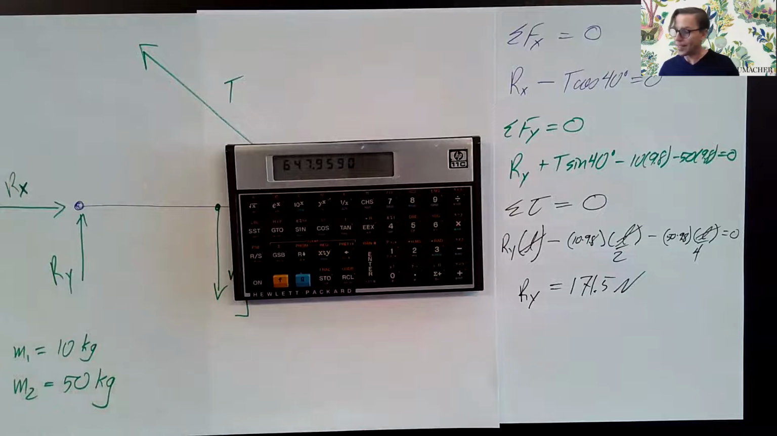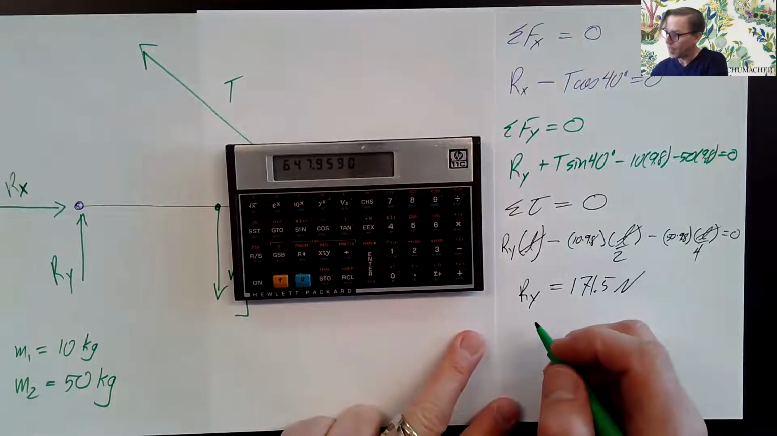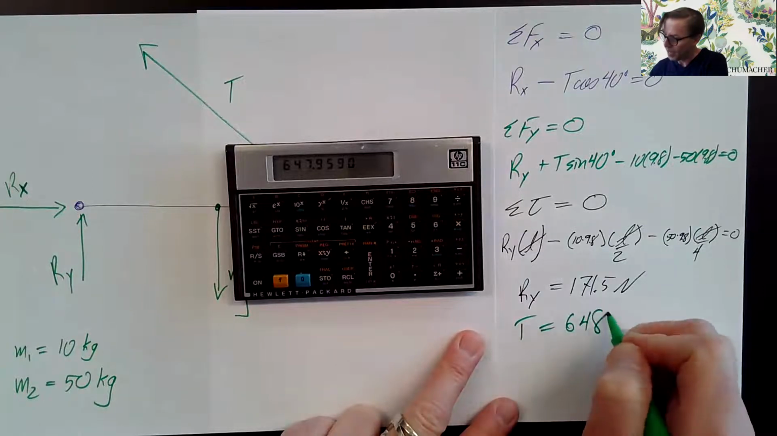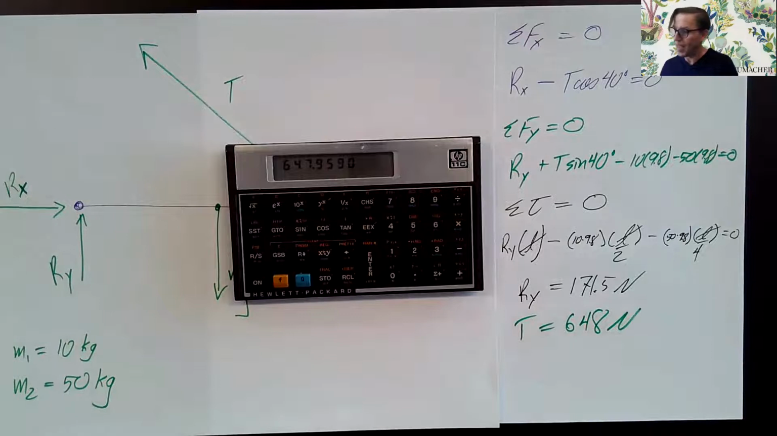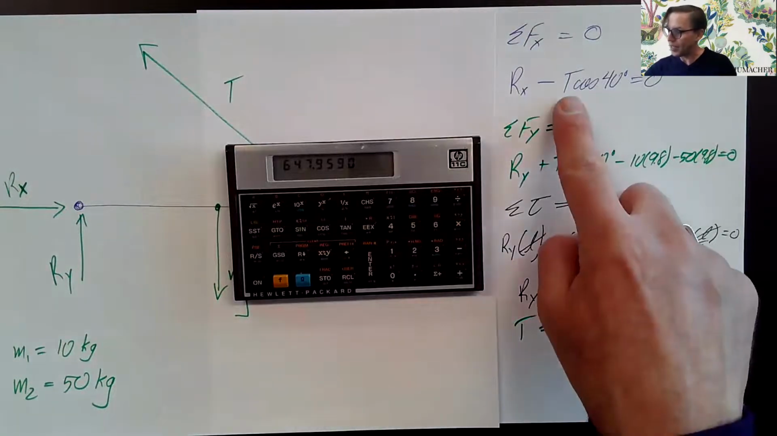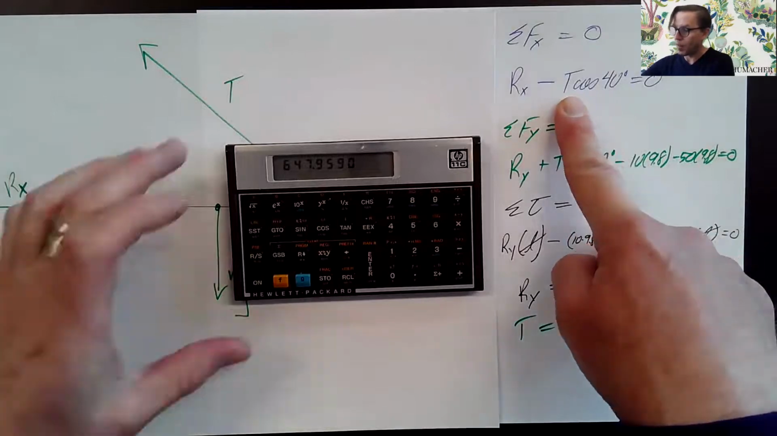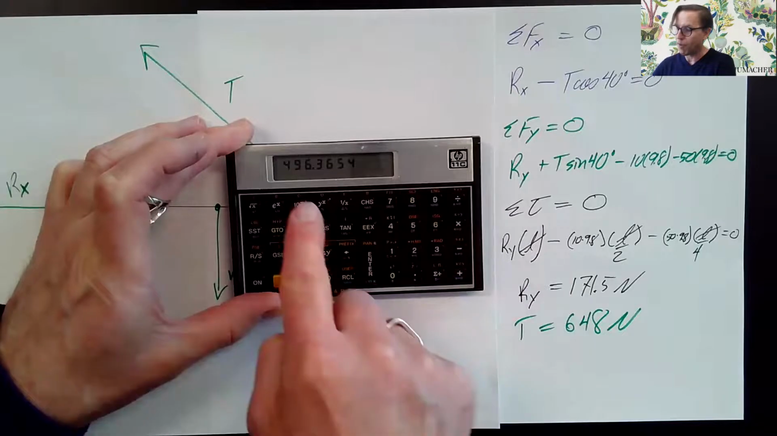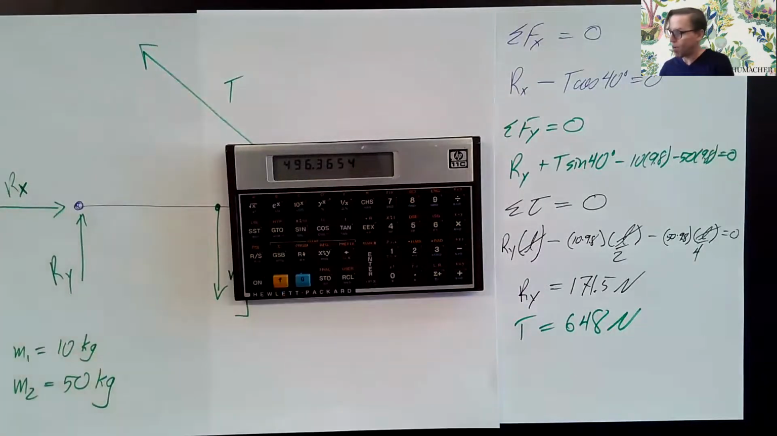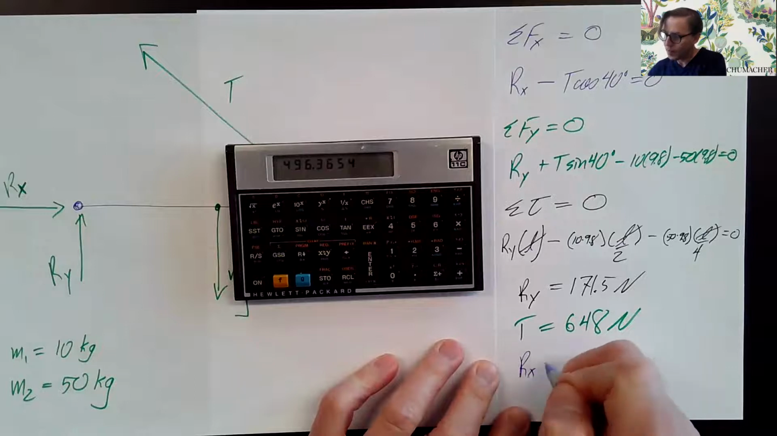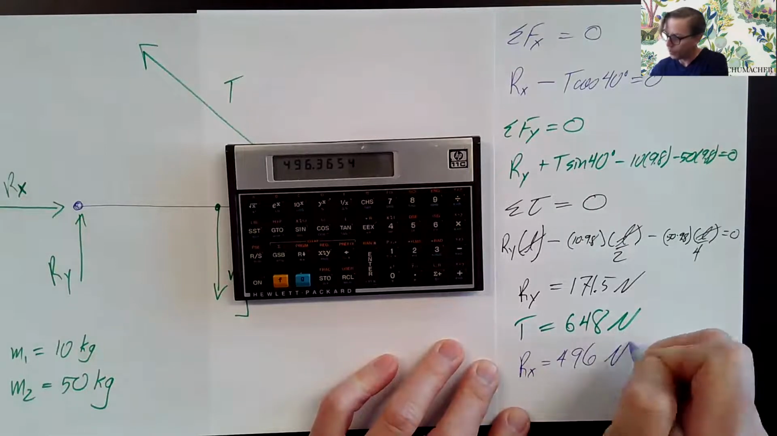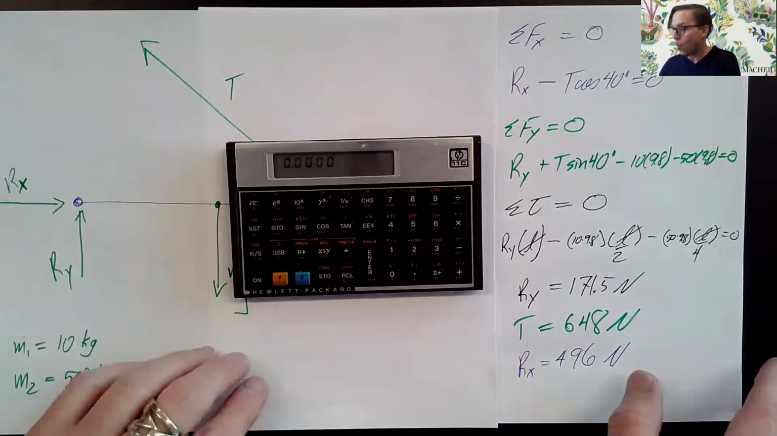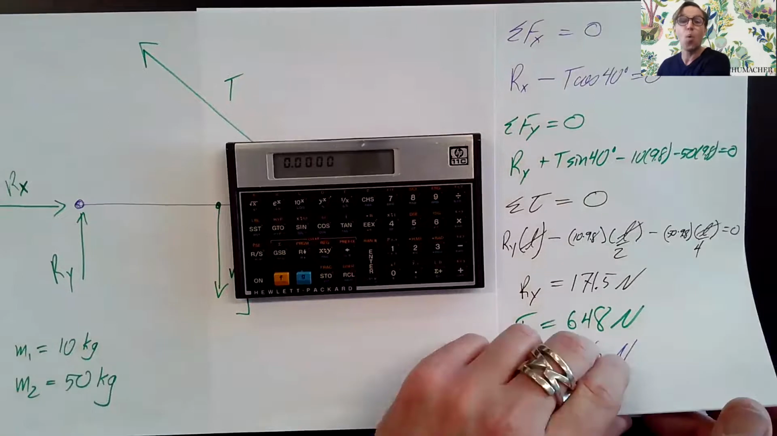And I got 647.95. I'll call that 648 for T. T equals 648 newtons. And then, now that I know T is 648 newtons, I just have to multiply by cosine 40. And I got 496.3. I'll call that 496 for Rx. 496 newtons. Ta-da! So that was this problem solved one way.